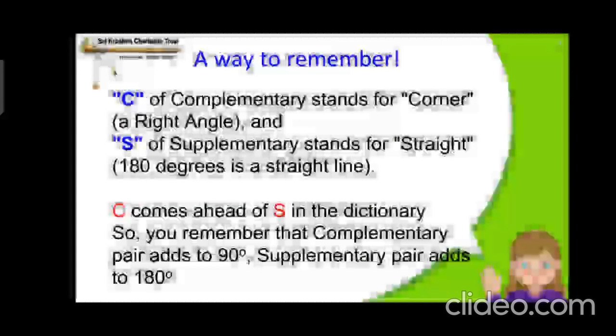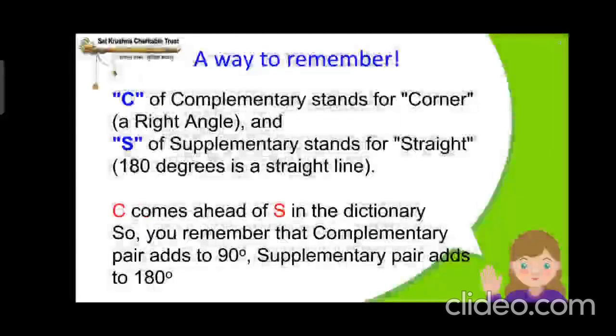How can you remember that complementary means 90 and supplementary is 180? See, in the alphabet, C comes first and then S, right? So the one which comes first is the smallest number, 90 degree. 90 comes first and 180 comes later, right? Like that, C comes ahead of S in the dictionary. So you remember that complementary pair adds to 90 degree and supplementary pair adds to 180 degrees. Also, C of complementary stands for corner, a right angle, and S of supplementary stands for straight. 180 degrees is a straight line. Straight line, S, supplementary. So like that also you can remember.